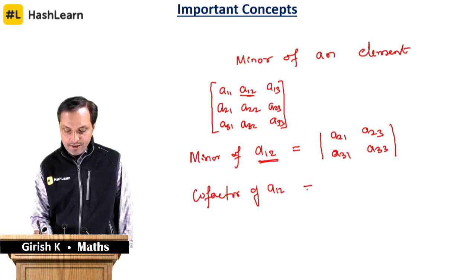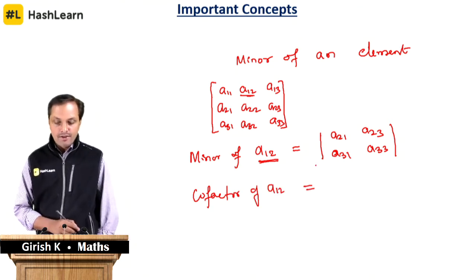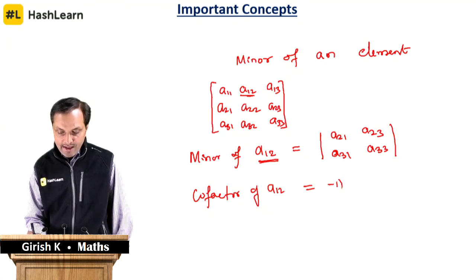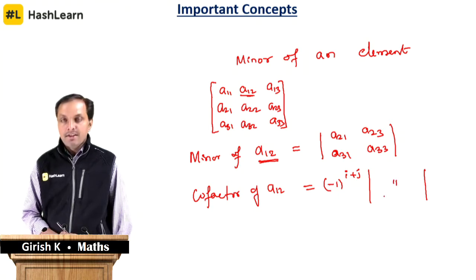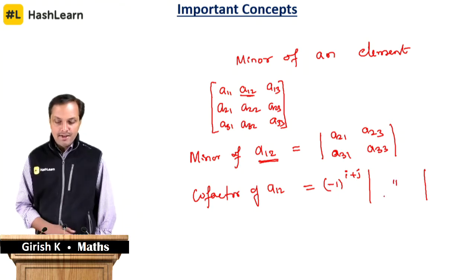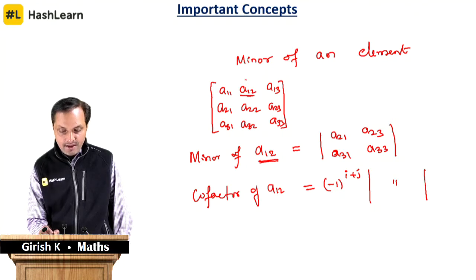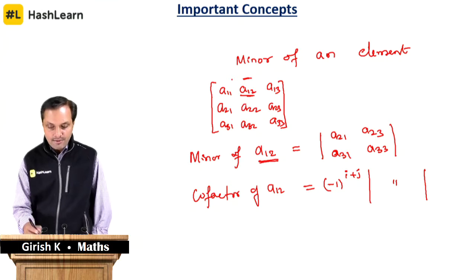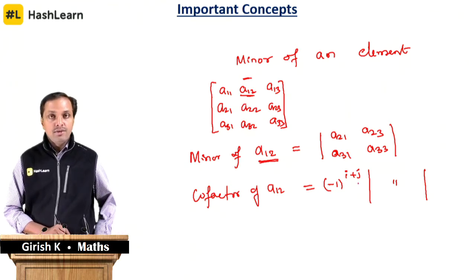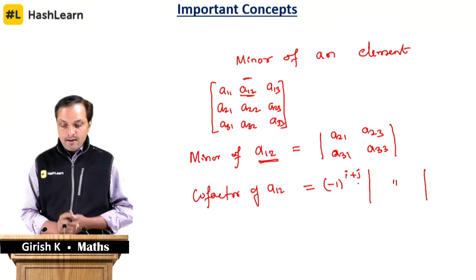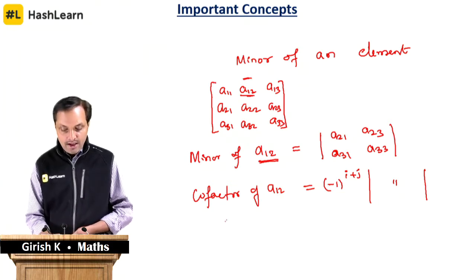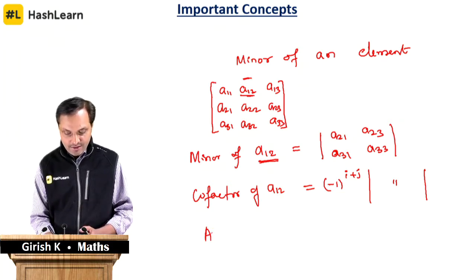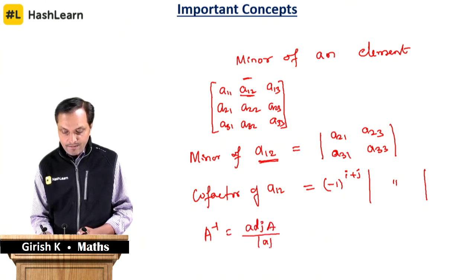Cofactor of A12. We assign a sign convention. The sign convention will be minus 1 power i plus j, times the determinant of this as it is. So what is i and j? i is the row and j is the column. For this element, 1 plus 2 is 3, minus 1 power 3 is minus, so this will carry a minus sign. So that is your cofactor element A12.